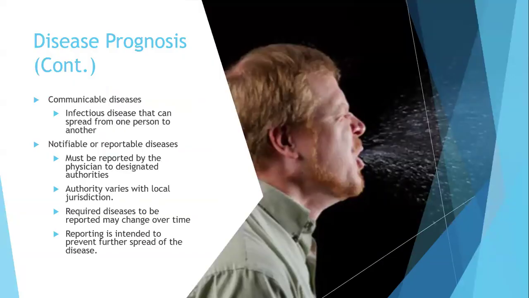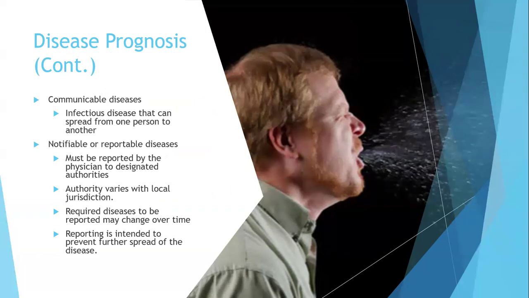Communicable diseases are infectious diseases that can spread from one person to another. So this picture is a great example of droplet transmission. We'll talk about different types of transmission. But any communicable disease is one that you can spread from one person to another.